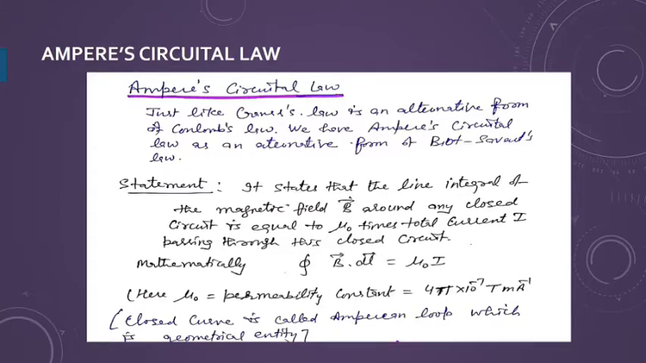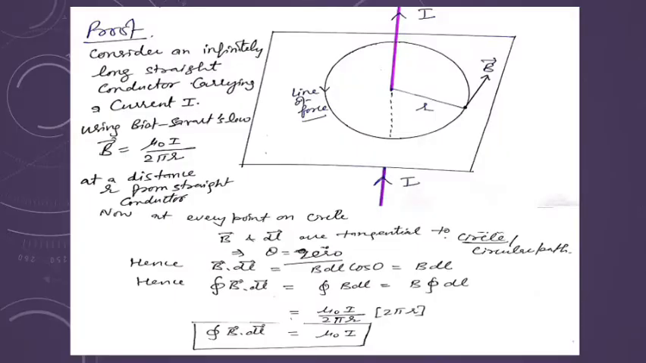So the statement is very important: the line integral of the magnetic field B around any closed circuit is equal to mu naught times the total current passing through this closed circuit. To prove Ampere's circuital law, we take the help of Biot-Savart's law. We assume a circle around the wire. In this three-dimensional view, the circular loop is perpendicular to the wire, in a plane perpendicular to the wire.